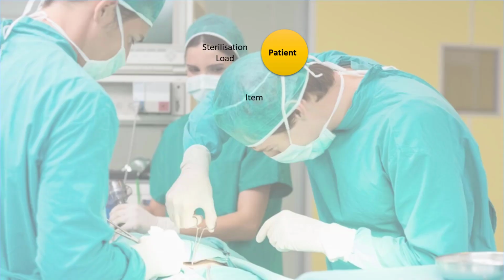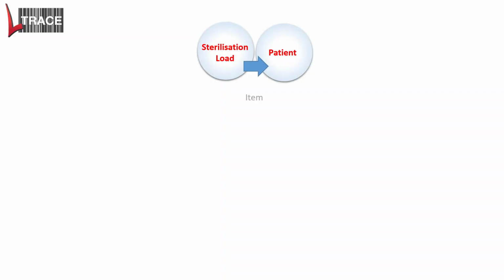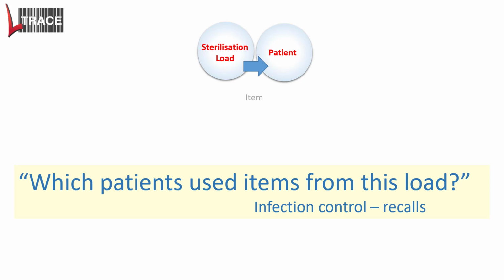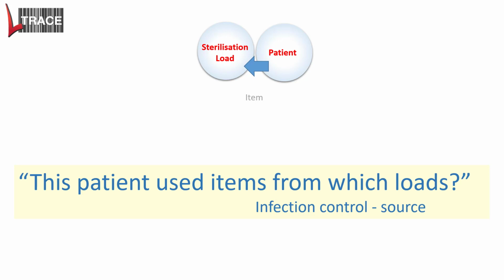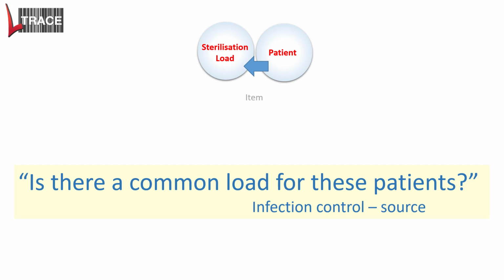Now I want to introduce the concept of a patient. Now, which patients used items from this load? Fantastic for infection control, and it's really good for recalls. This patient used items from which loads then allows you to start looking at infection control, moving back to the source of a problem. Is there a common load for these patients? Once again, infection control, looking back to the source.